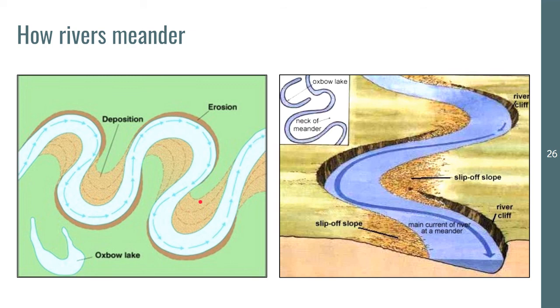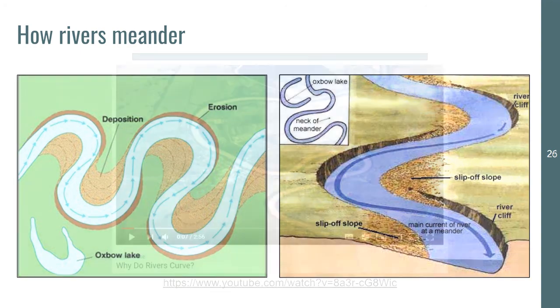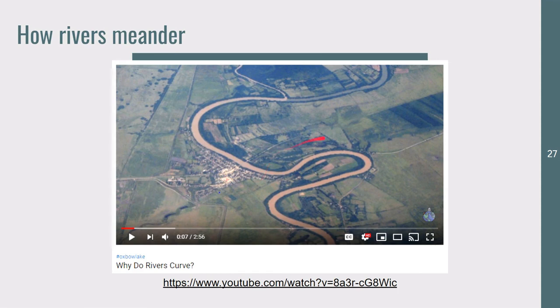But this does not happen overnight. This happens over decades, up to hundreds or thousands of years. These are examples of a meandering river.